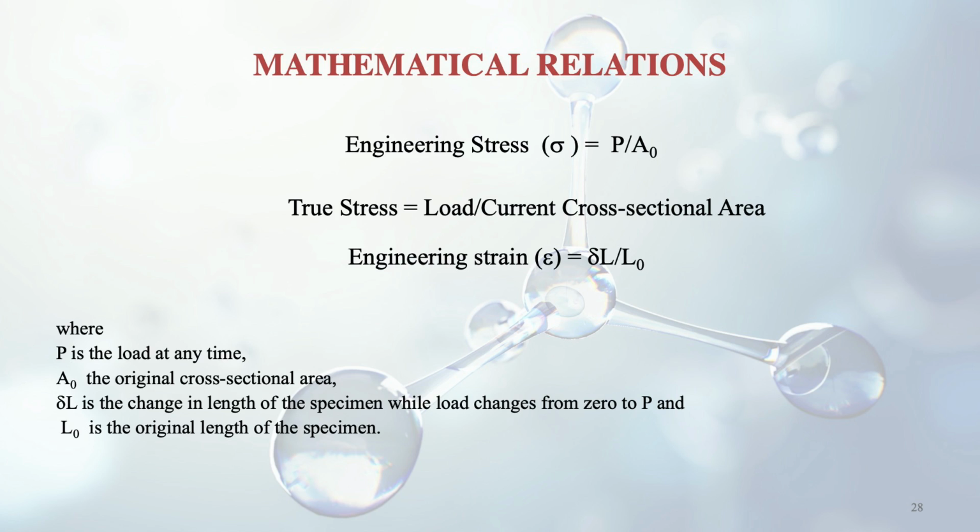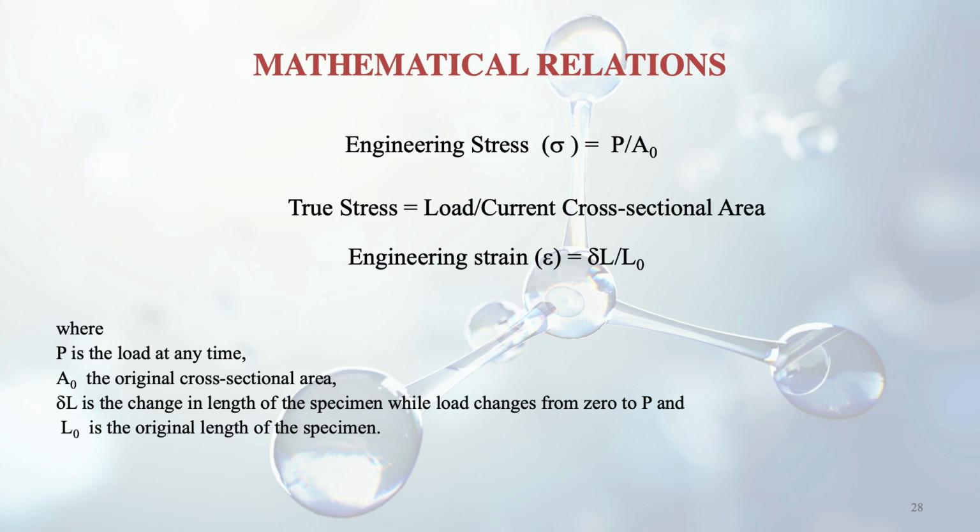Here are the mathematical relations and the definitions where you can understand the difference between the two. Engineering stress is given by the load applied upon the original area of the cross section. You have to understand that the area is the original area of cross section. In case of the true stress, you can see the load upon the current cross sectional area, because necking is happening, so the area of cross section is changing, and that current cross sectional area will be there in true stress. So the denominator in case of the true stress will be different than the engineering stress.